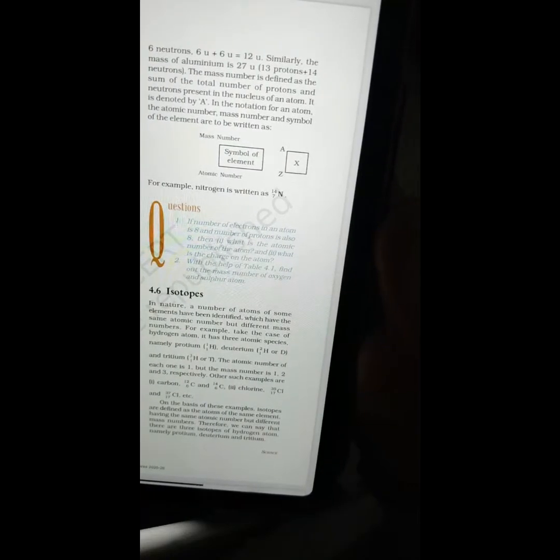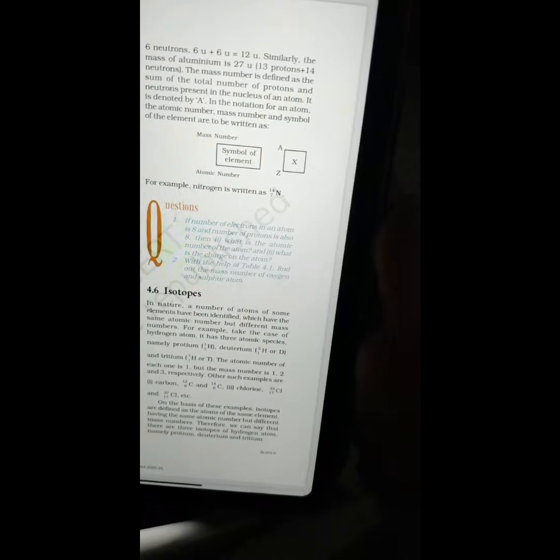6 u plus 6 u is equal to 12 u. Similarly, the mass of aluminium is 27 u because it has 13 protons and 14 neutrons. The mass number is defined as the sum total of the number of protons and neutrons present in the nucleus of an atom. It is denoted by the letter A.